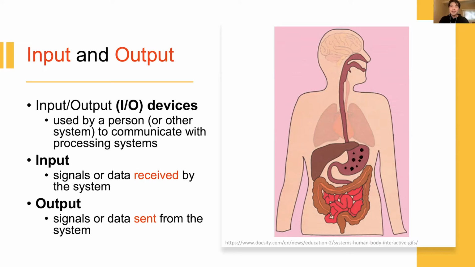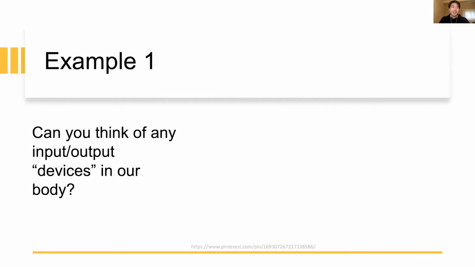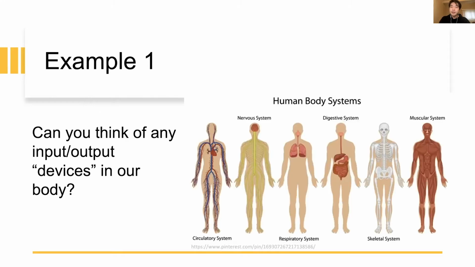Okay. So example one, can you think of any input output devices in our body? Well, pause the video and think about a few things. Right. Hi, welcome back. So pretty much all human body systems that you learn in biology are input and output systems. The reason why we have so many input output systems is to maintain something called homeostasis.